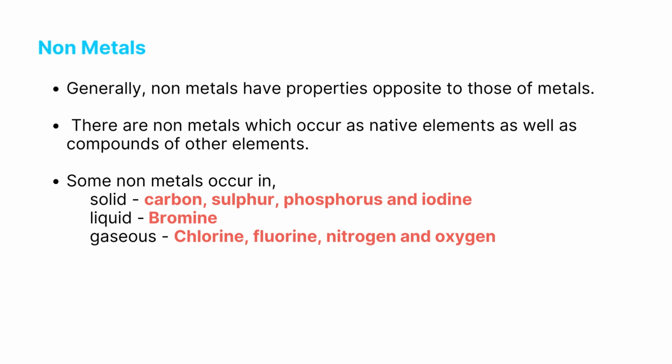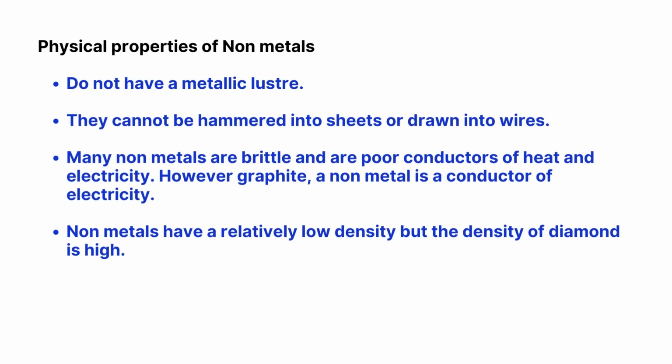Bromine is a liquid at room temperature. Chlorine, fluorine, nitrogen, and oxygen are some nonmetals occurring in the gaseous state. Nonmetals do not have a metallic luster. They cannot be hammered into sheets or drawn into wires. Many nonmetals are brittle and are poor conductors of heat and electricity.